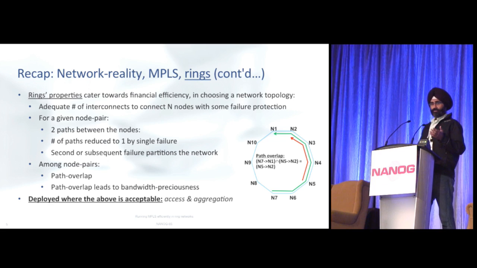So basically, having just two paths between any two nodes leads to significant path overlap in traffic between any pair of nodes. So for example, in this picture, the path for traffic going from N7 to N1 and the path for N5 to N2 have an overlap, as shown by the red line. And so where is it acceptable that you have such few paths between nodes, and as a result, such proneness to multiple failures partitioning your network? That's acceptable only where the stakes are probably lower, which is in the access and aggregation, and that's where the rings are most prevalent.